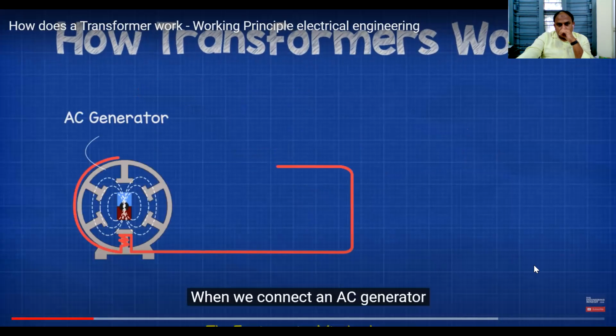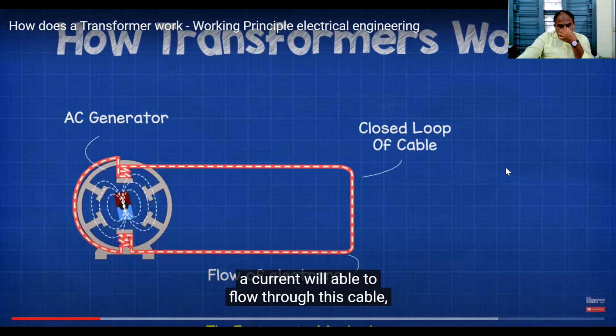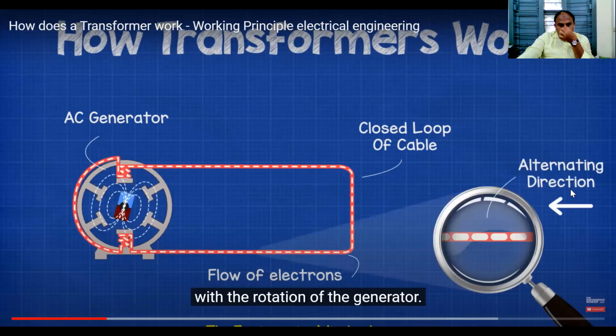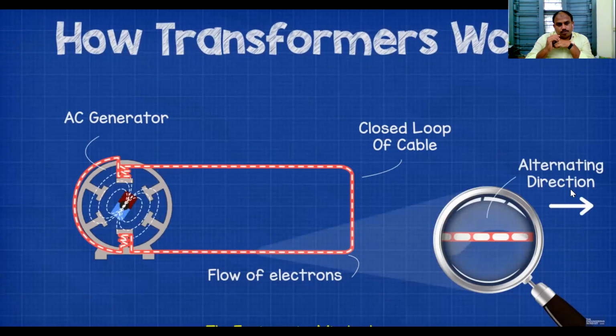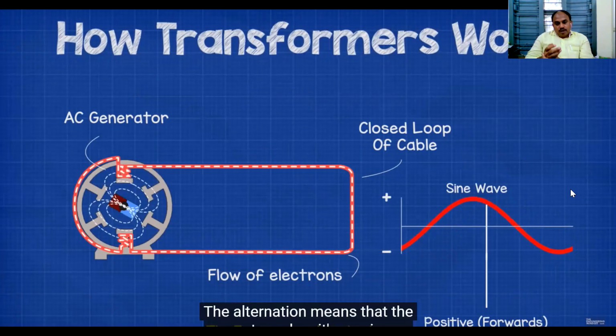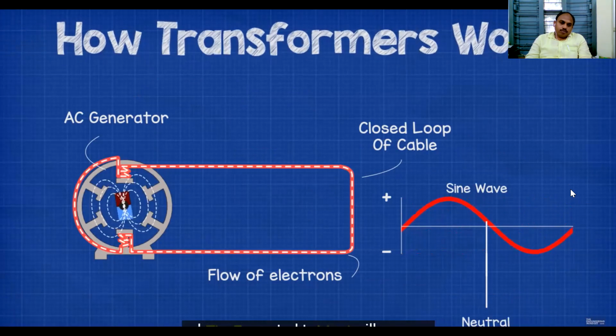When we connect an AC generator to a closed loop of cable, a current will be able to flow through this cable and the direction of the current will alternate backwards and forwards with the rotation of the generator. The alternation means that the current reaches its maximum and minimum point during the cycle, which gives it its sine wave pattern when connected to an oscilloscope.